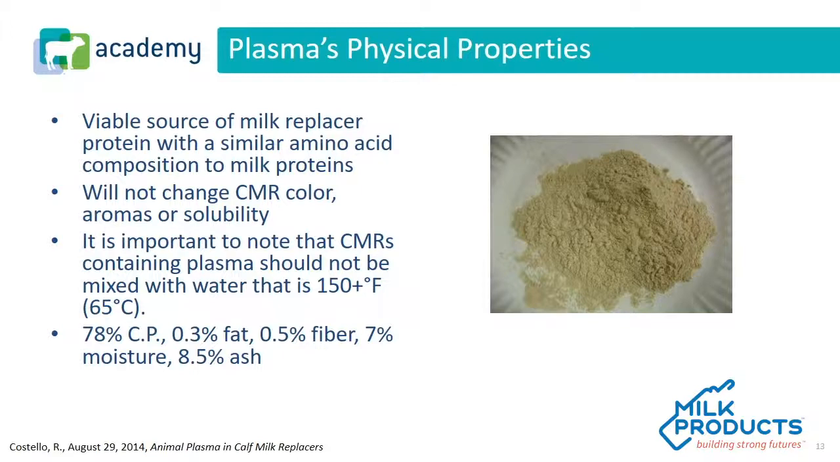It is also important to note that the physiological effect we're looking for by adding plasma to our milk replacer is an antibody effect. Antibodies are proteins and are sensitive to temperature. Therefore, if you have plasma in your milk replacer, you should not mix it with water greater than 150 degrees centigrade, or that will have a detrimental effect on the antibody benefit of the calf milk replacer with plasma in it. Plasma by nature is 78% crude protein, 0.3% fat, low fiber, and about 8.5% ash.